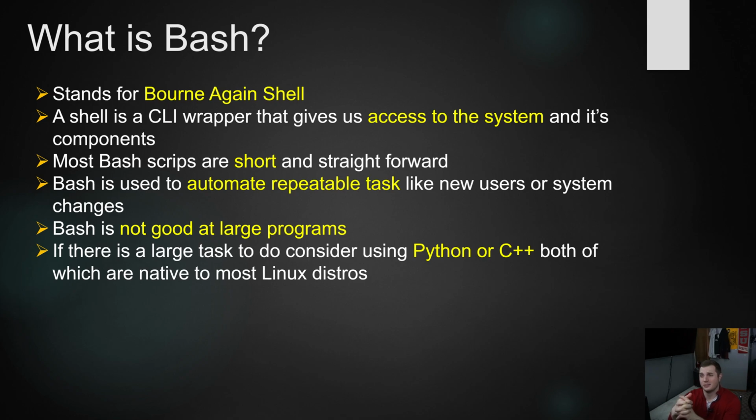You have Python and C++, both built in and both native in most distros. You can always install a different programming language as well. But if you want to keep it compatible across multiple machines, Python and C++ are your best answer for the most part, depending on the distro, of course. But for the most part, Python and C++ for your object-oriented programming languages.